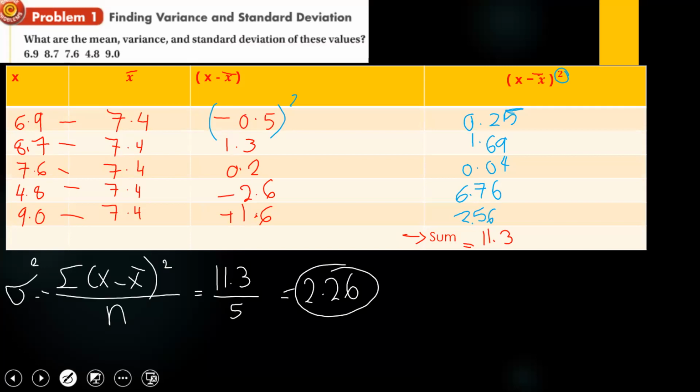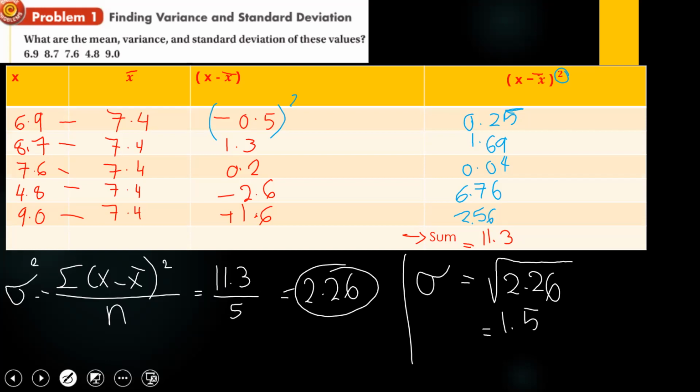I found the variance, I found the mean. I need now to find the standard deviation. How can I find the standard deviation? Which is the square root of the variance. That means the square root of 2.26, which is approximately 1.5. Is it clear?